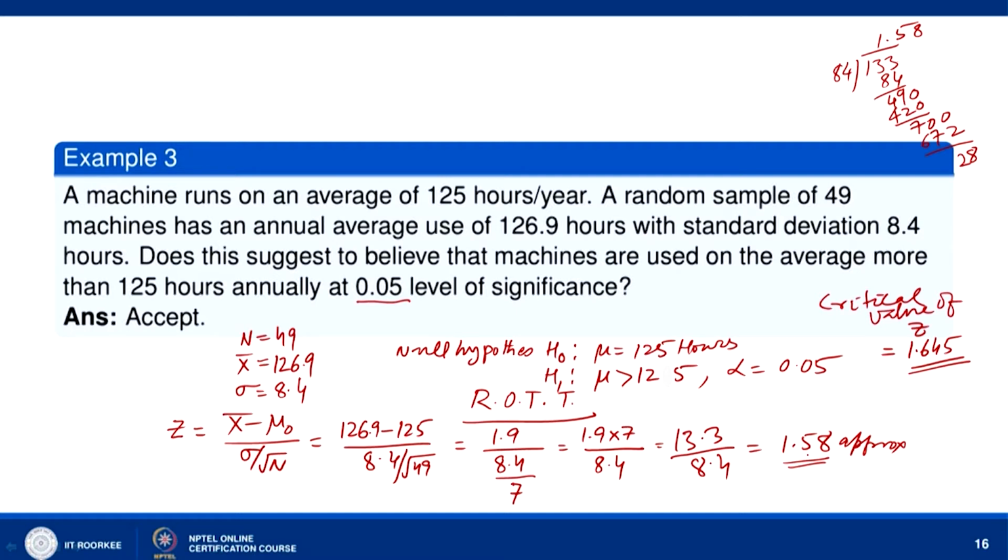So, since 1.58 is less than 1.645, this value of z lies in the region of acceptance. So, the null hypothesis is accepted.